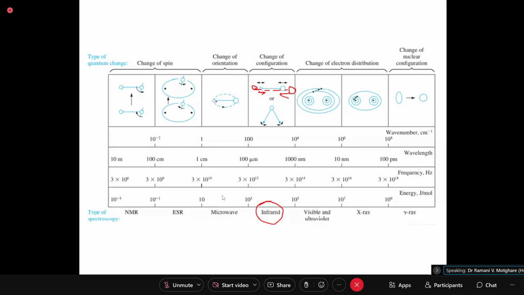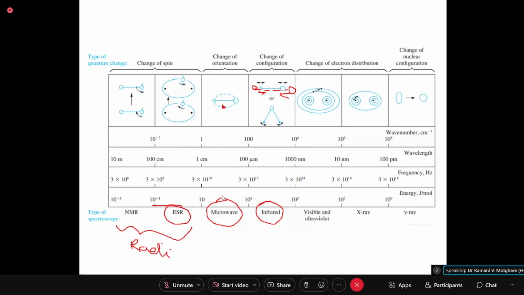Now, if the molecule is placed in the microwave region, these microwaves are capable of changing the rotation or orientation of the molecule, and that is termed rotational spectroscopy or rotational spectra. So the rotation in the configuration of the molecule takes place, or the orientation of the molecule changes, and that is termed rotational. Then you have electron spin resonance spectroscopy. Now this is all radio frequency radiation.